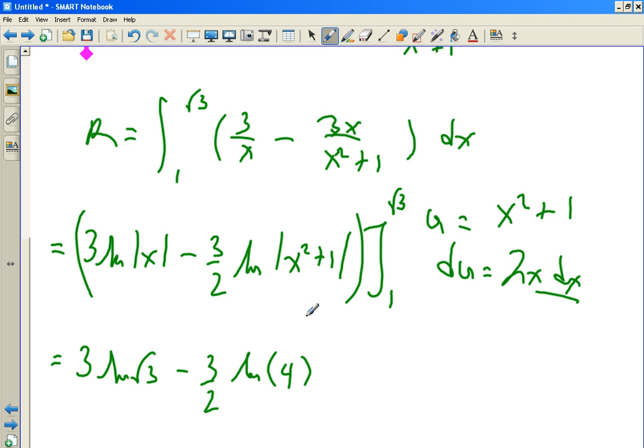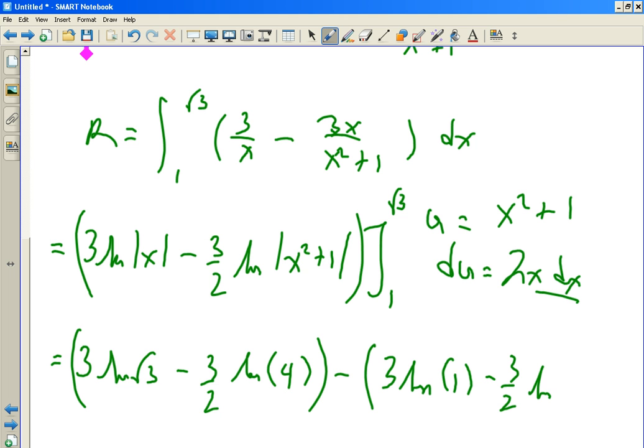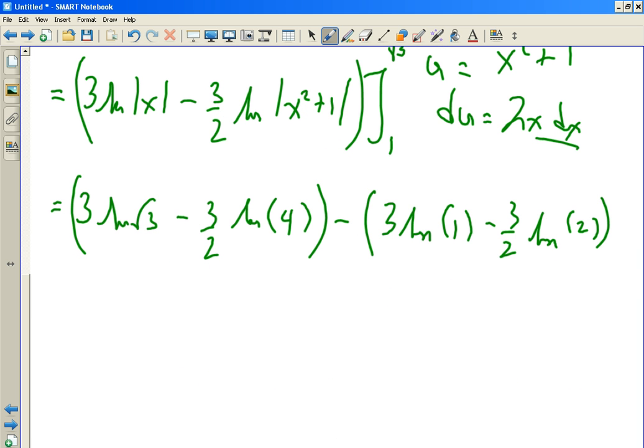What else do you do? Plug in 1. Okay, so take this stuff minus plug in 1. All right, so it's 3 ln of 1. Again, the absolute value of 1 is 1. Minus 3 halves the ln of 2. Right? Again, 1 squared is 1 plus 1 is 2. Absolute value of 2 is plain old 2. I don't really need the absolute value there. And this drops out. Good.